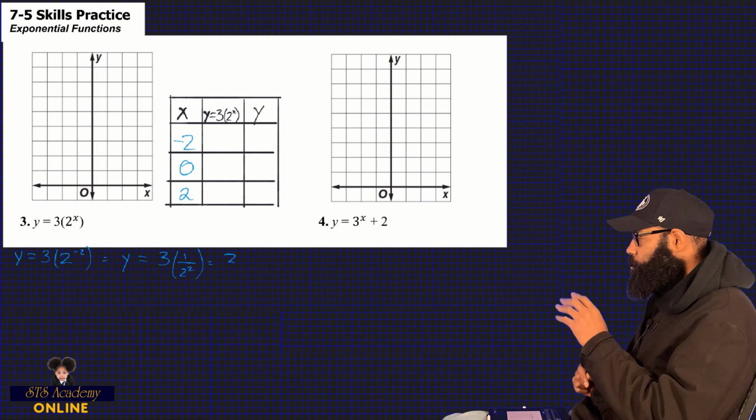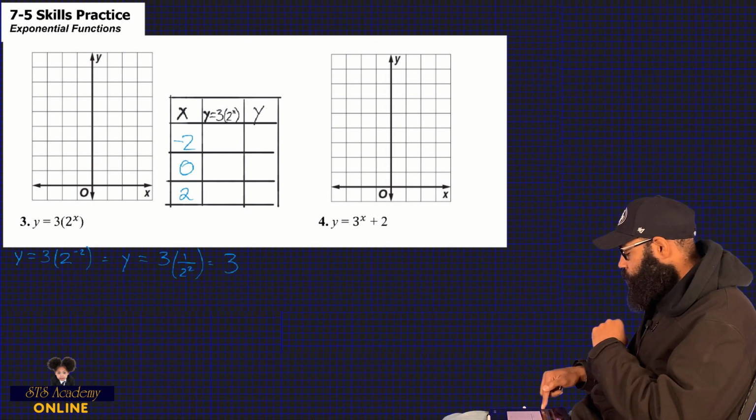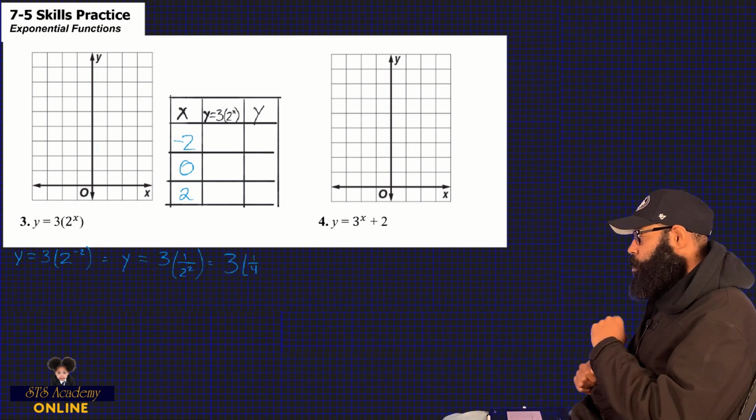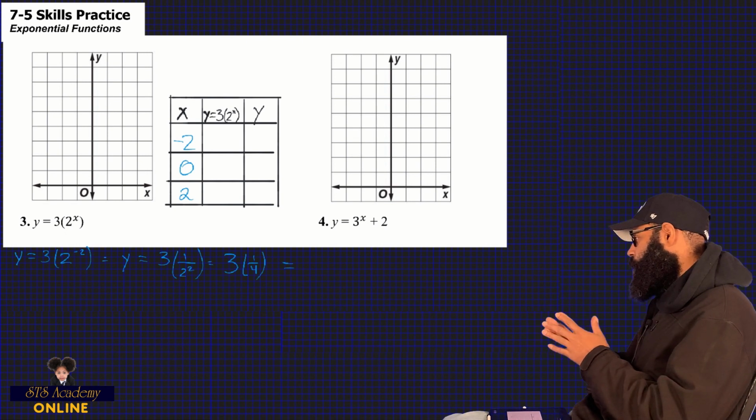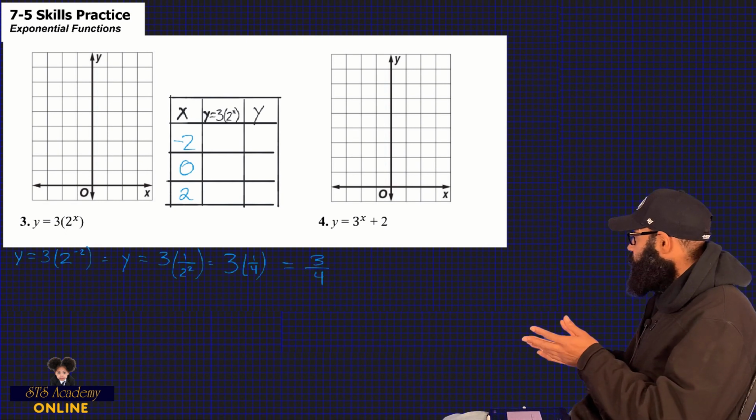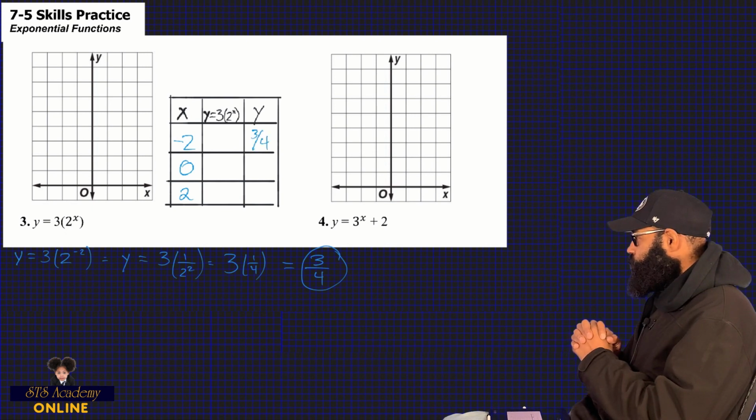Well, it's going to come up just showing it as a fraction, right? So 3 times 1 over 4. So 3 over 1, right? Times 1 over 4, top times top, bottom times bottom. That's how I like to teach it when I do fractions. So 3/4. So when x is negative 2, y is 3/4.